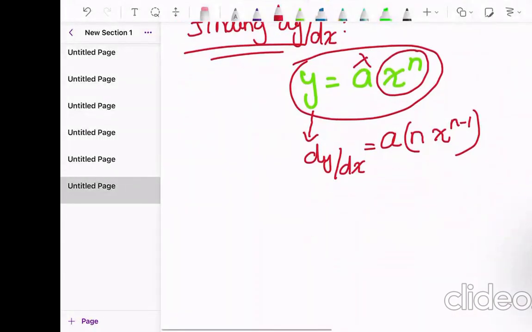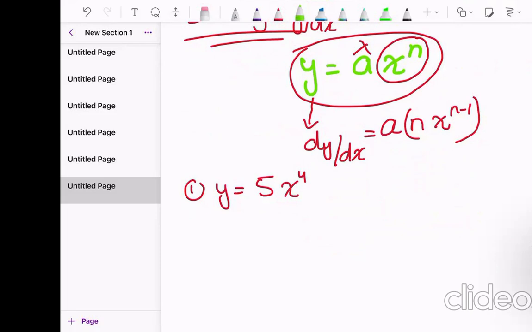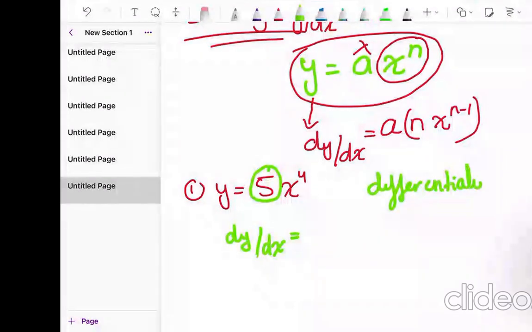Now I will give you an example with numbers: y is equal to, for example, 5x raised to the power 4. This is a question and I need to find the differentiation of it. As I told you, y will become dy upon dx. 5 is a constant number. In a constant number, we will not apply differentiation, because the differentiation of a constant number is equal to 0. So the point is, the differentiation of a constant is equal to 0 always.